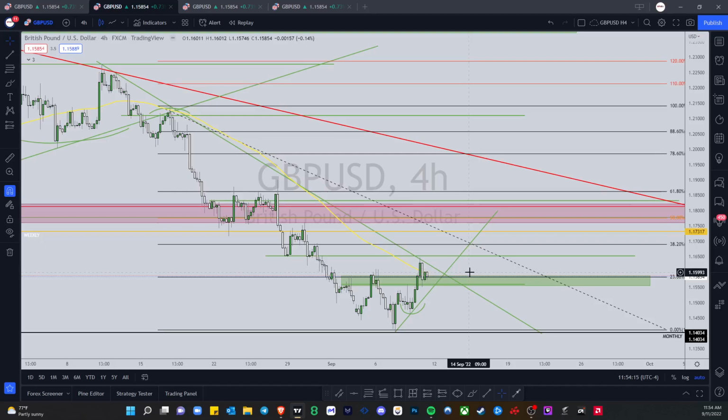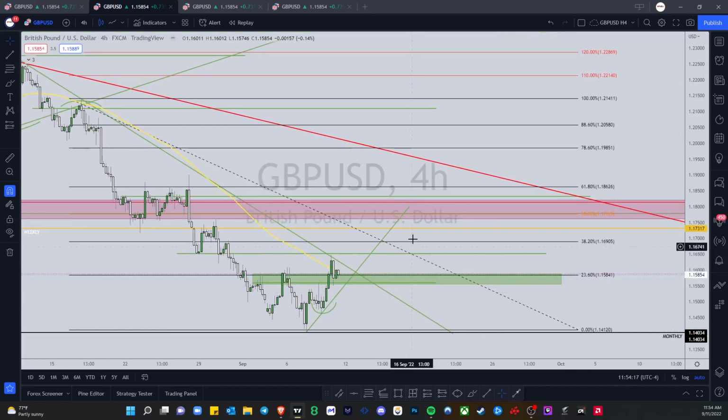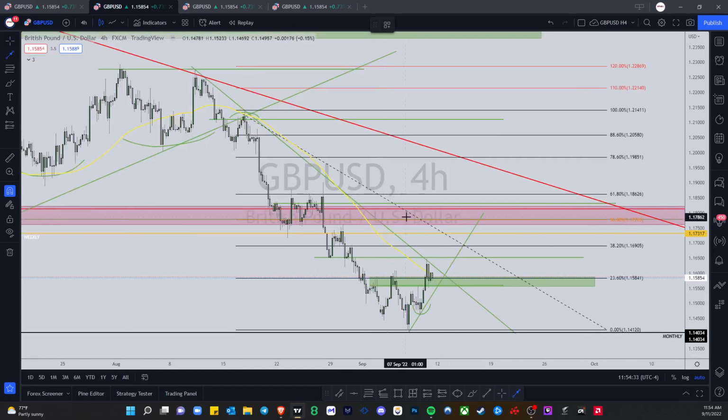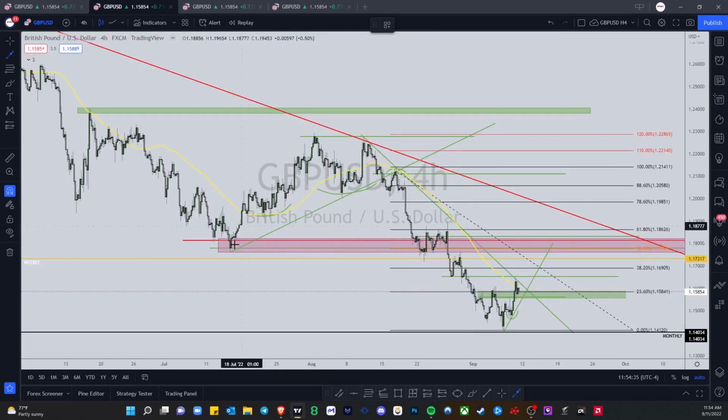Now, what I'm looking for on H4 is pretty much for it to break this counter-trend and reach the daily area, the daily exhaustion zone.